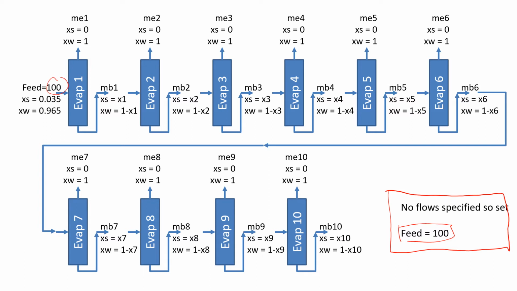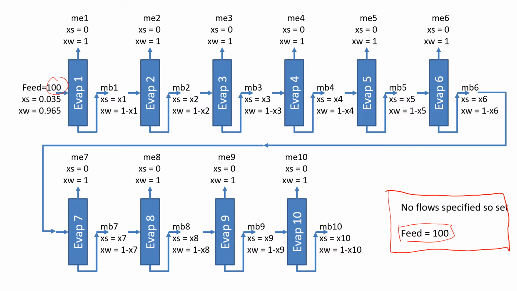I'm just going to assume that's going to be 100 here because up to this point, none of the flows have been specified. This represents a basis for the calculation. If at some later point we're told the feed flow rate is 50 instead of 100, we can take the results that we get for a feed flow rate of 100, the results for the flow rates, and just divide all the flow rates by 2 in order to get the results for 50 from the results for 100.